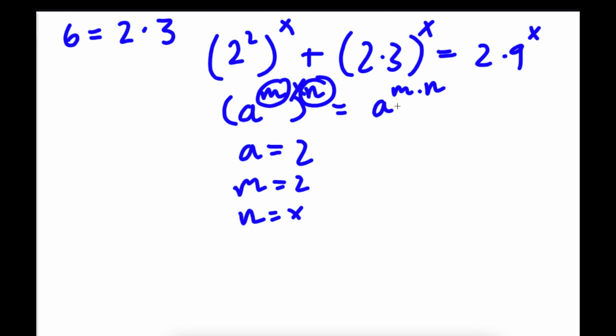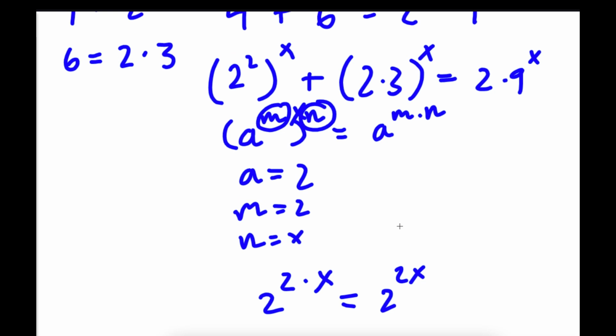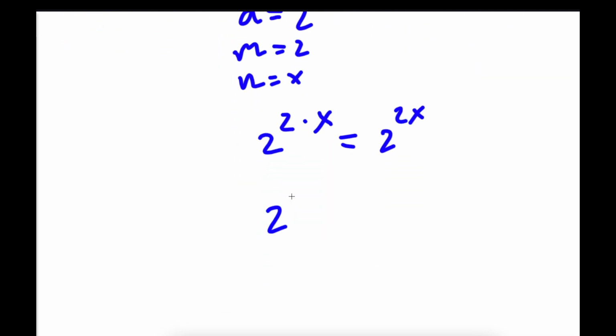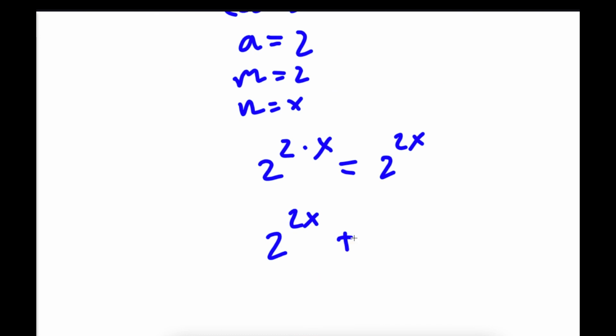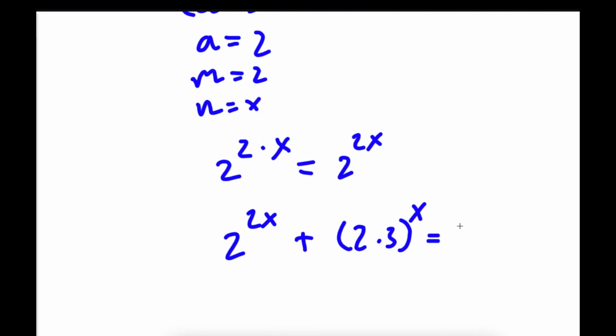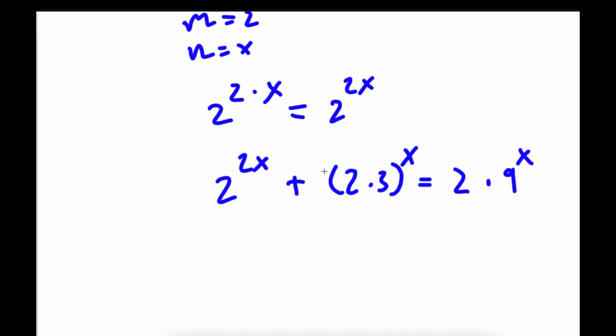So we want to write this in the form a to the power of m times n, so this would be 2 to the power of 2 times x. And 2 times x is simply 2x, so this would be 2 to the power of 2x. So now I have 2 to the power of 2x plus 2 times 3 to the power of x, and this is equal to 2 times 9 to the power of x.